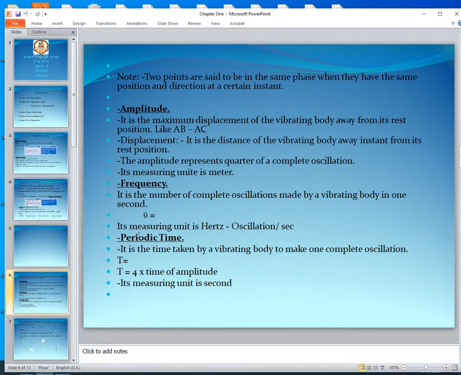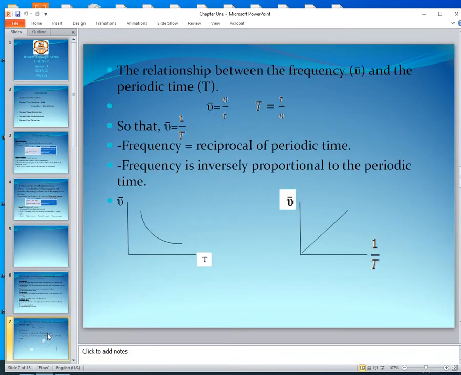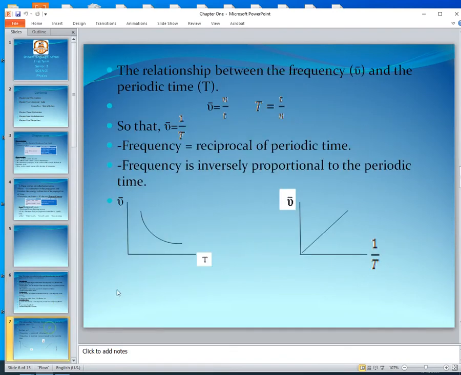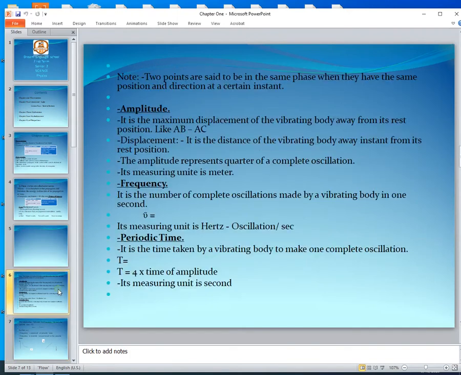Okay, what about the relation between frequency and the time? We will study this relation after a few seconds, but before that we will discuss what is the meaning of periodic time. Here, don't get mixed between periodic time and period. Periodic time, of course, it's a time. But period means one wave.